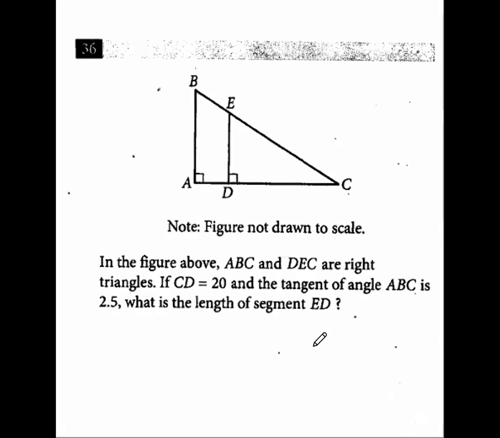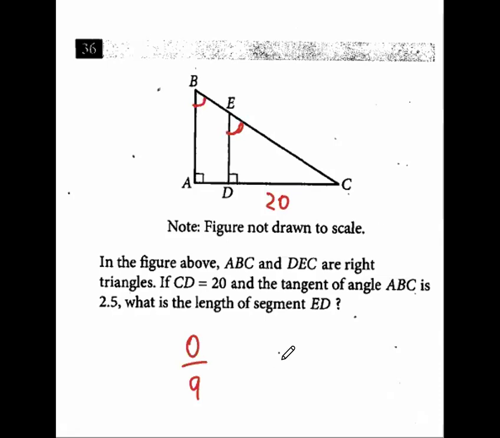Okay, so for question 36, ABC and DEC are right triangles, and CD is 20. And tangent of ABC is 2.5. So tangent of ABC, which is opposite over adjacent, is 2.5. So what is the length of segment ED? Well, since both of these triangles are essentially inside of each other, that means that tan of DEC is the same as tan of ABC.